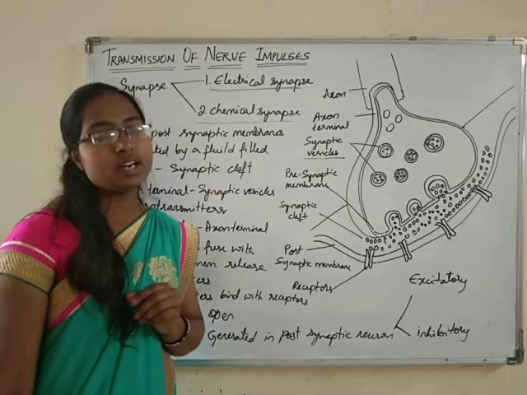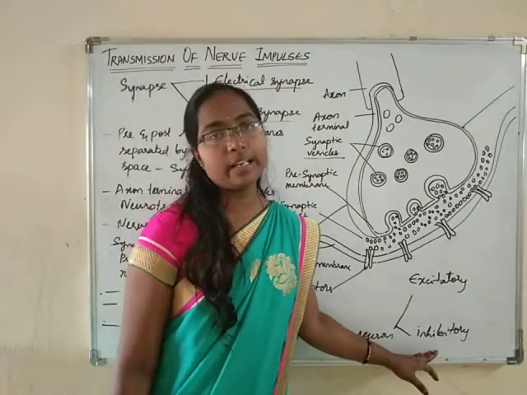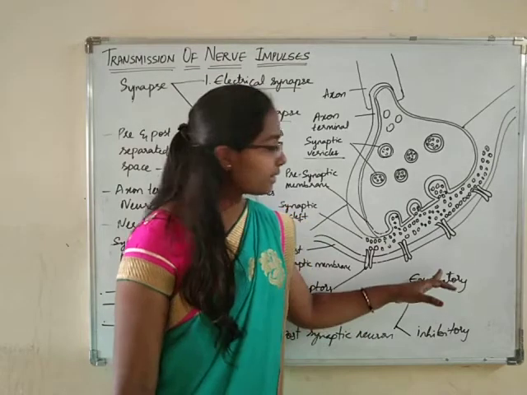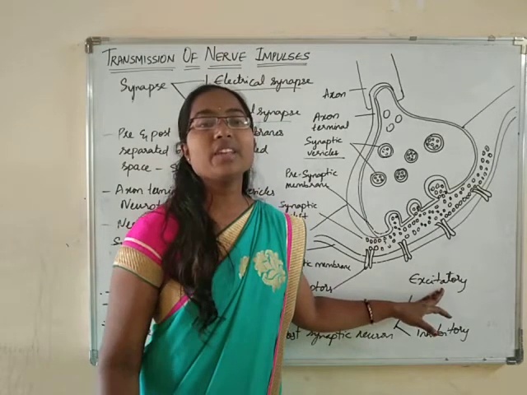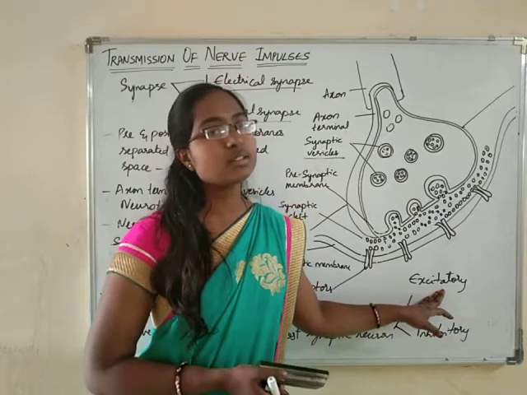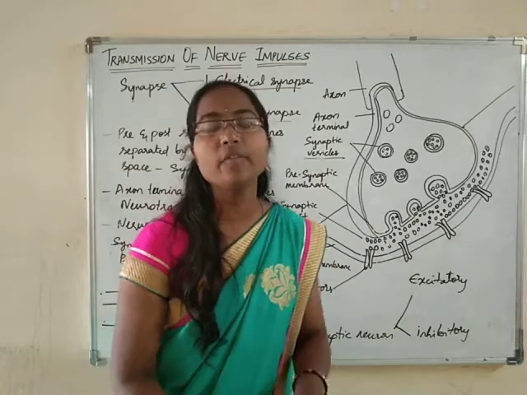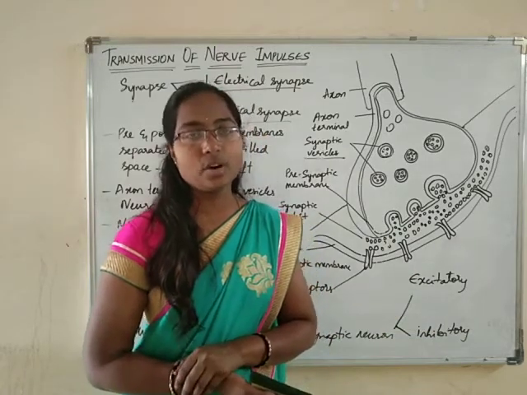Okay, so this nerve impulse could be an excitatory nerve impulse or it could be an inhibitory nerve impulse. If it is excitatory, the nerve impulse from the postsynaptic neuron will be conducted into the next neurons. If it is inhibitory, then the nerve impulse will be stopped within the postsynaptic neuron itself.